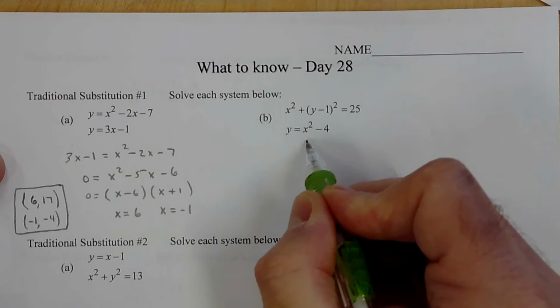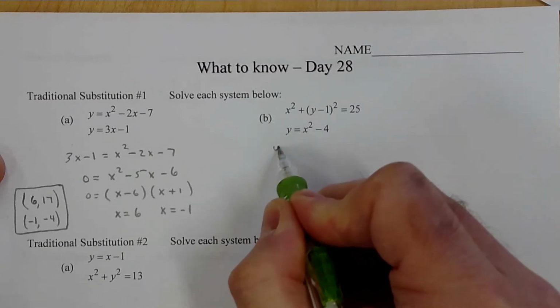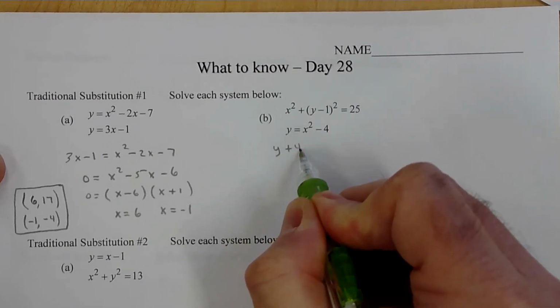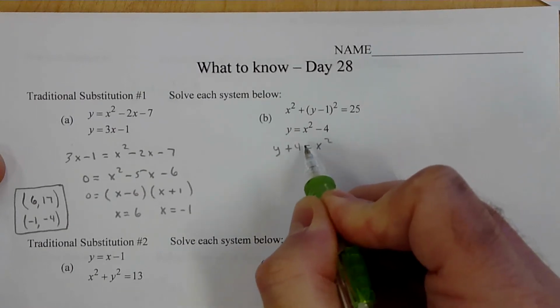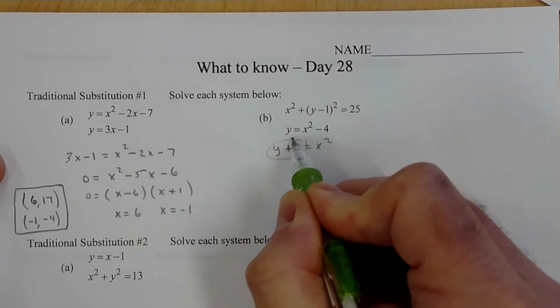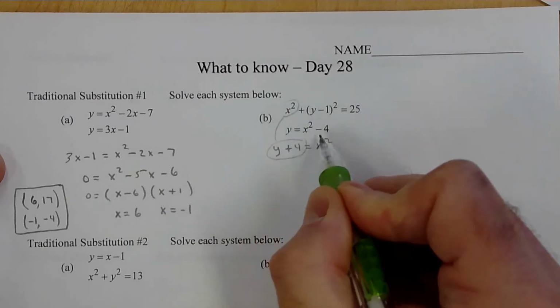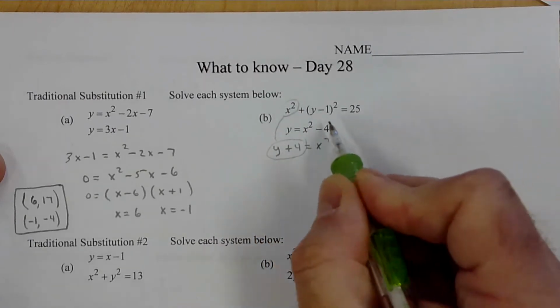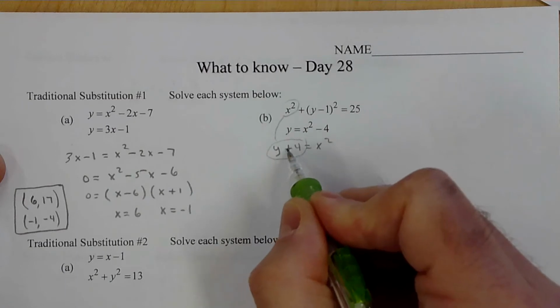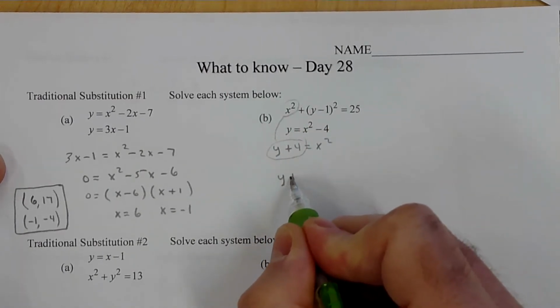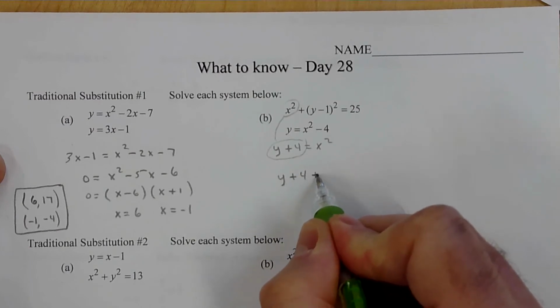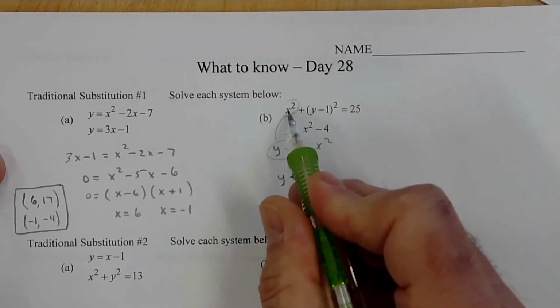So I'm going to take this 4 and move it over to this side by adding 4. In doing so, I create an equation that's equal to x squared, which means I can substitute this part for this x squared since it's equal to x squared. So I'm going to rewrite the top equation, and I'm going to put y plus 4 in for the x squared instead. Y plus 4. Okay, so I put that here.